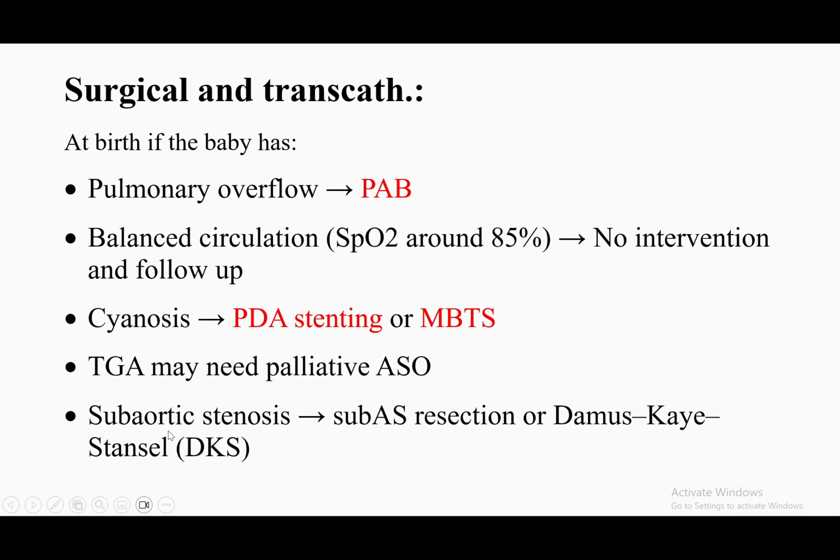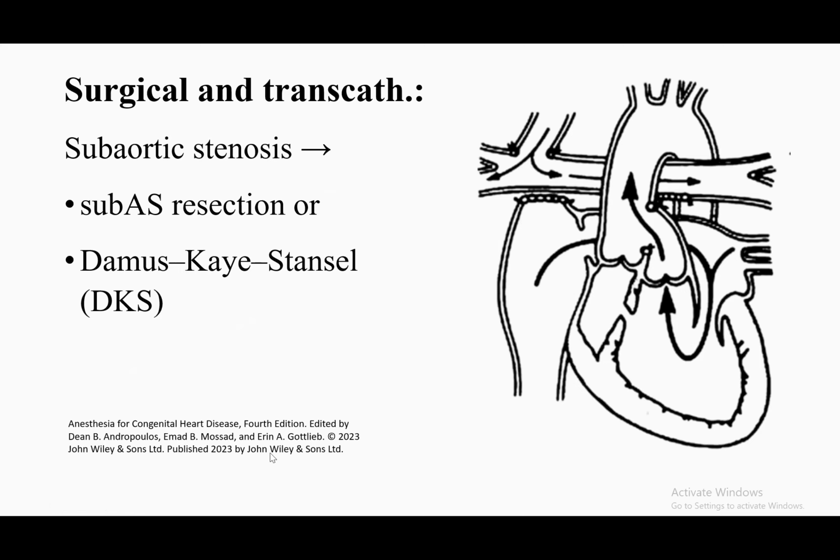If there is a subaortic stenosis, a subaortic stenosis resection or the Damus-Kaye-Stansel, the DKS procedure, may be done. This is the DKS. So if there is a subaortic stenosis, blood would flow to the pulmonaries preferentially and with a low cardiac output to the systemic circulation.